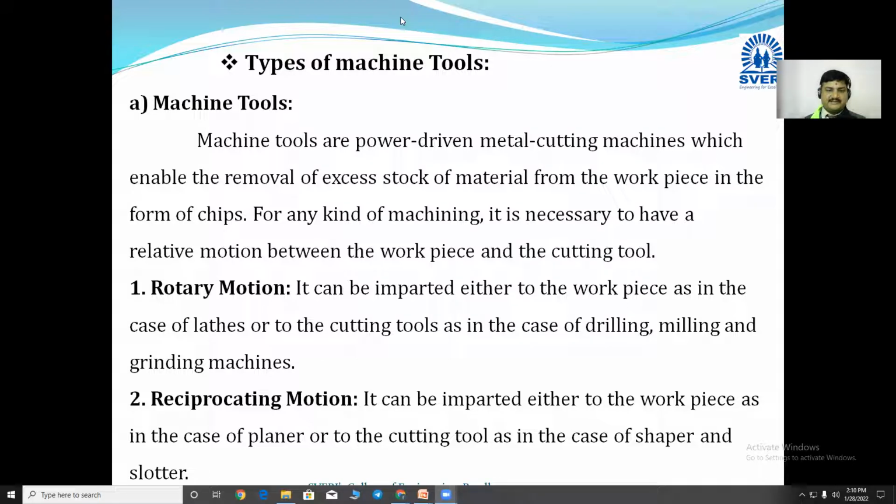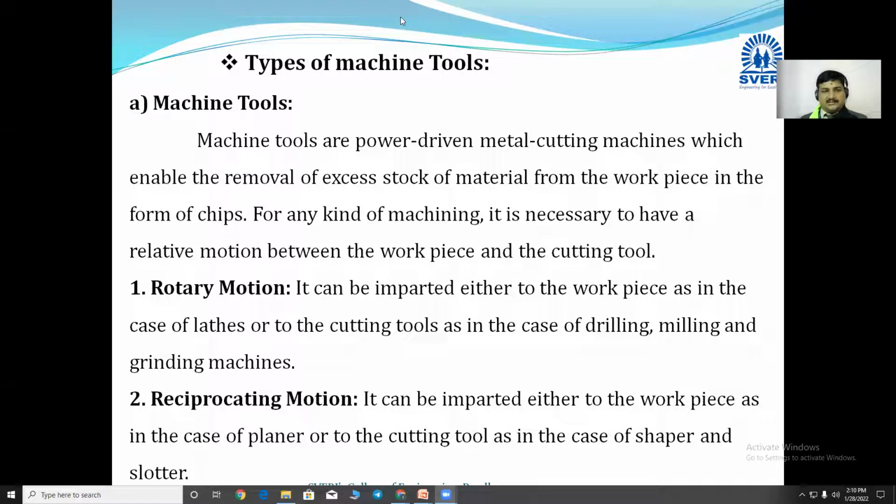Workpiece is a potato and cutting tool is knife. Absolutely correct. Workpiece is potato because we want to remove additional material of the potato, and cutting tool is our knife. चाकू जो आहे तो आपला cutting tool आहे.